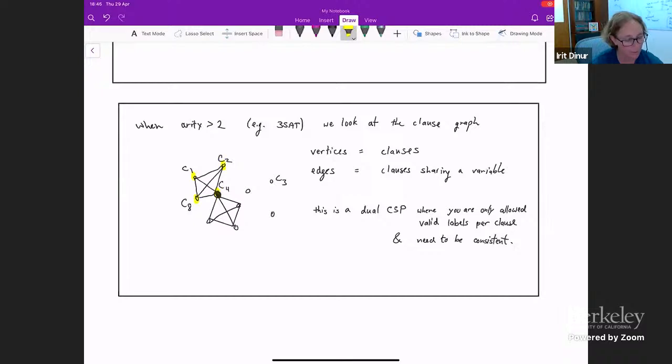Another way of viewing it is that you put all the clauses down as vertices, and then for every variable, you put a clique connecting all the clauses that touch this variable. So this graph is really like a union of cliques. This is a graph that sometimes we look at, but it's important to understand that the reason we look at this graph is not because it's a better description of our problem, but rather because it's a graph and we can analyze it much better than we can a hypergraph.